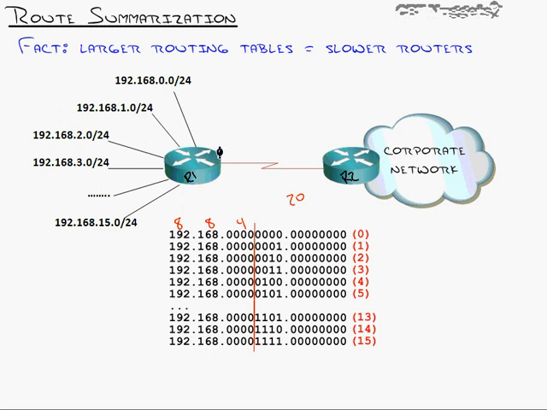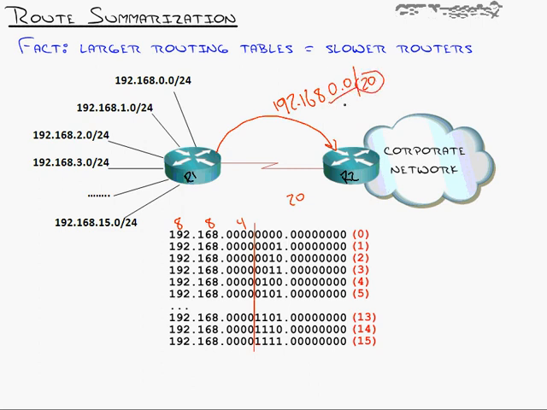So the perfect summary route that router 1 can advertise to router 2 is 192.168.0.0/20. Notice I started with the very first network in my list, 192.168.0.0. So that is what I start with, and /20.